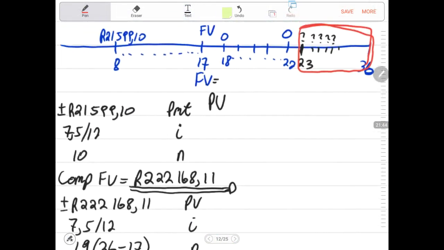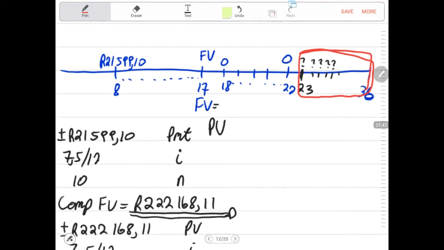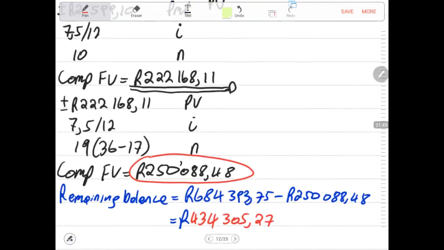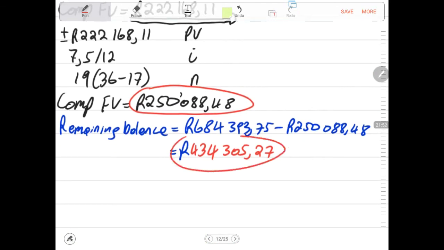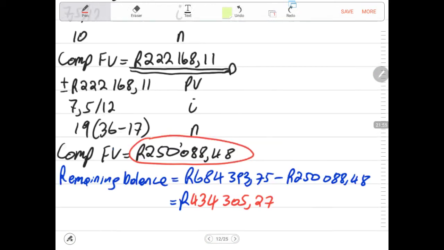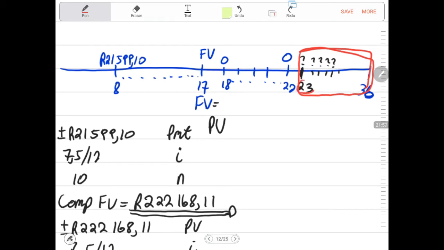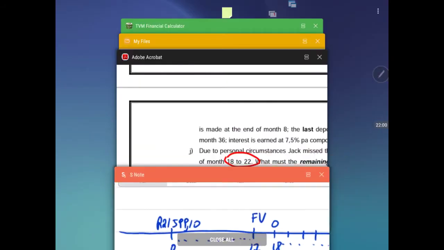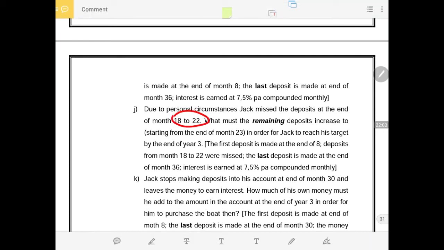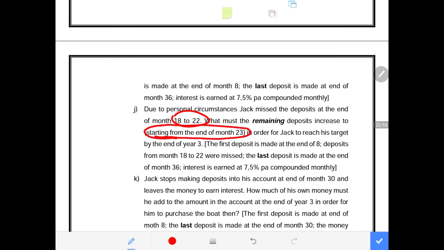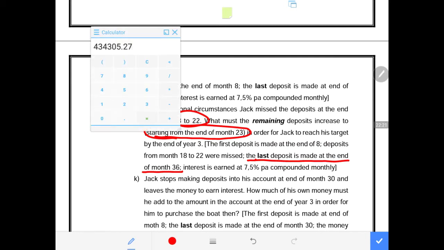So now this is the remaining balance after we have raised 250,000 rands because of the missed payments amount. This is what is left in the future, what still needs to be raised. How are we going to raise this amount? We have to make the monthly payments starting from month 23. This is in response to the second part of the question, where we need to resume our payments from month 23, up until the last month, where the last deposit is made at the end of month 36. So from month 23 to month 36, we'll have to say how many months we are going to make these payments.